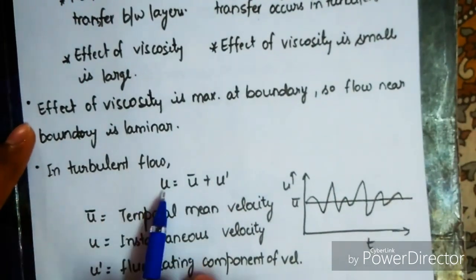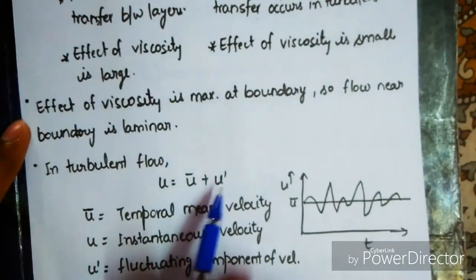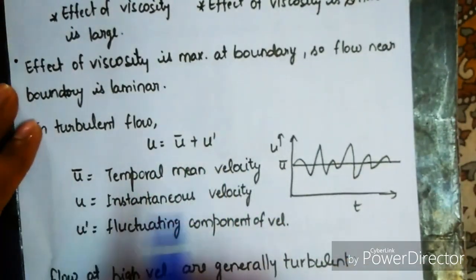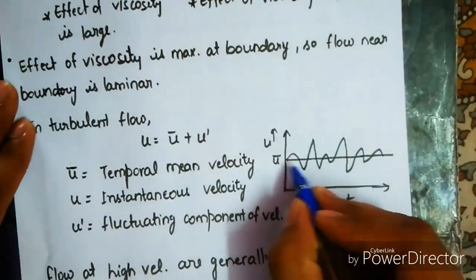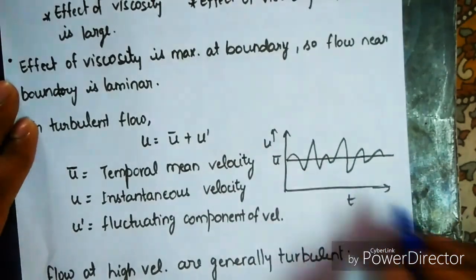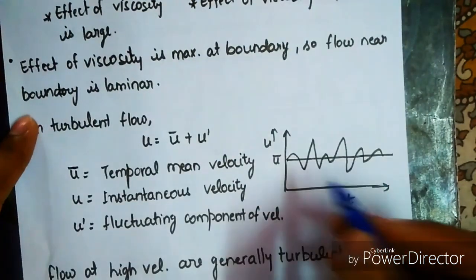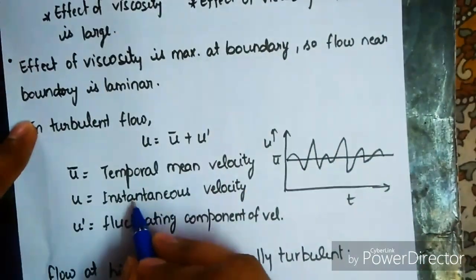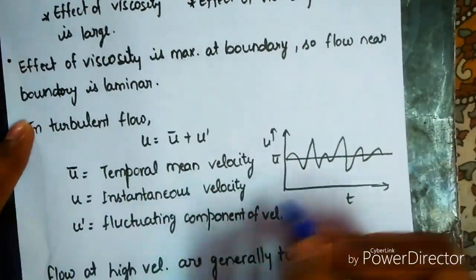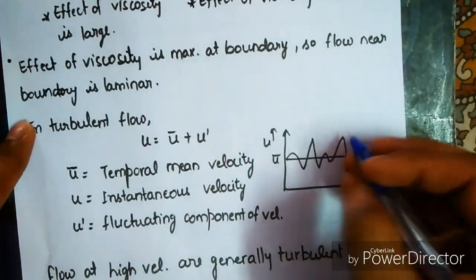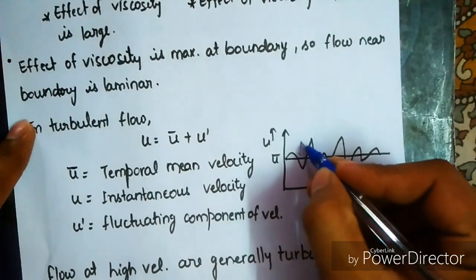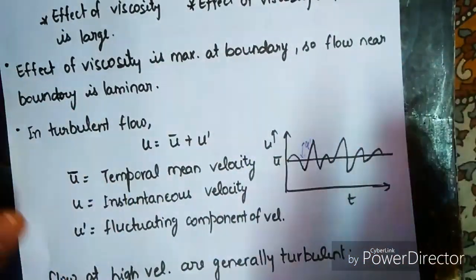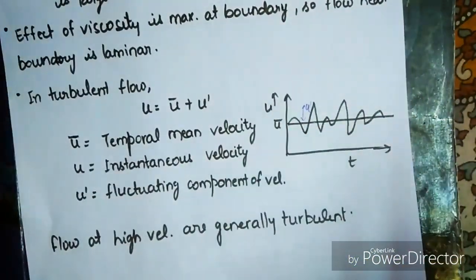Now in turbulent flow, u equals u bar plus u dash. We can see it here. What is u bar? U bar is the temporal mean velocity. If we have a graph of velocity versus time, then this mean velocity is u bar, the temporal mean velocity. U is the instantaneous velocity, and u dash is the fluctuation component, like this. These fluctuations are represented by u dash.